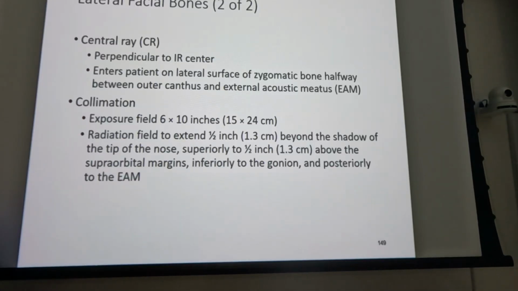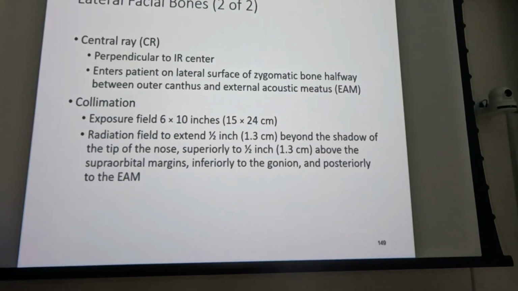Reduce scatter. You got a grid, right? How much scatter are you going to get off of that? Almost none, right? So with the lateral, if your order is just for nasal bones, you can shoot the nasal bones tabletop, or you can pull the grid out so that you're not shooting directly into the grid, right? But all you're looking for is a bone.